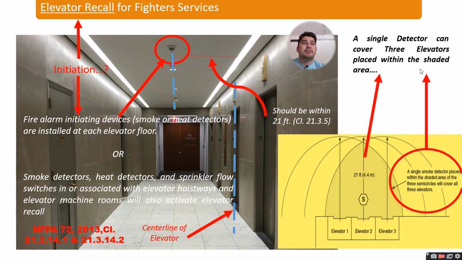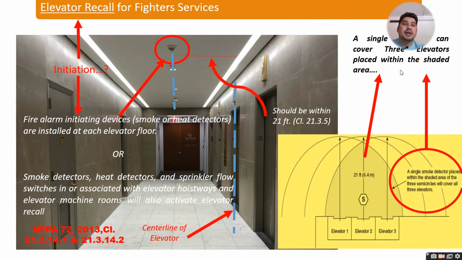A single detector can cover 3 elevators placed within the shaded area. A single detector is here, and it can cover 3 elevators under the shaded area. You can see here it is elevator 1, elevator 2, elevator 3, and it is covering all 3.